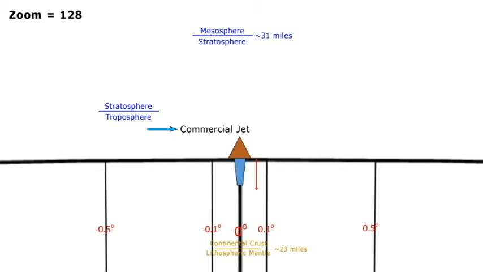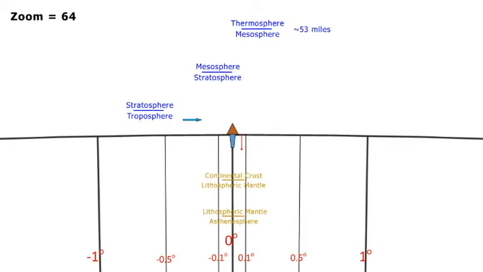And we can already start to see the mantle, and we can also see the atmosphere, the top of the stratosphere, and the bottom of the mesosphere. All right, let's zoom out a little more. And now we're going to start to see some curve again. All right, now we're at 64.